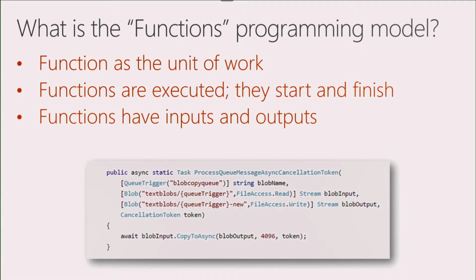Kind of breaking it down even further, in the functions programming model the function is the unit of work, right? This is important because if you think about other compute, the VM ends up being the unit of work, or the application server you write ends up being the unit of work that the system understands. We understand things at the function level. Functions are executed, they start and they finish, and functions have inputs and outputs.